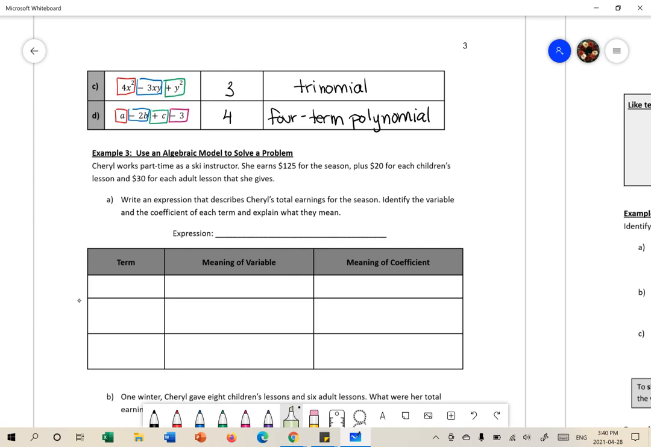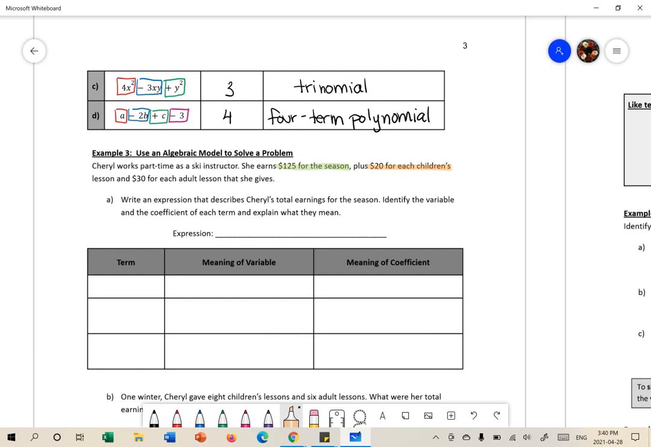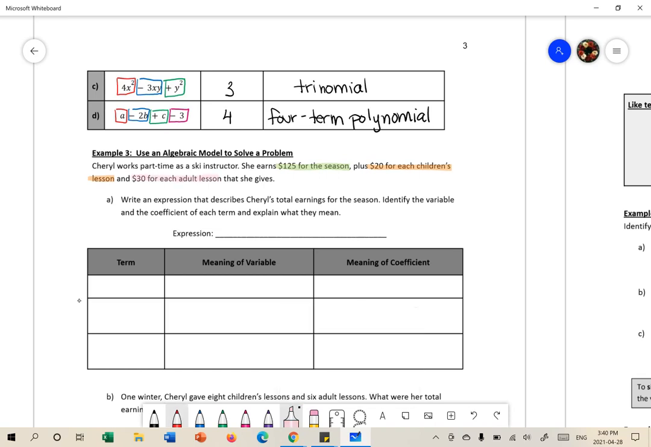So she earns $125 for the season. That doesn't change. No matter how many lessons she teaches, she's always going to get $125. It also says that she earns $20 a lesson for kids and $30 a lesson for adults. So writing this as an expression, 20C plus 30A plus 125.